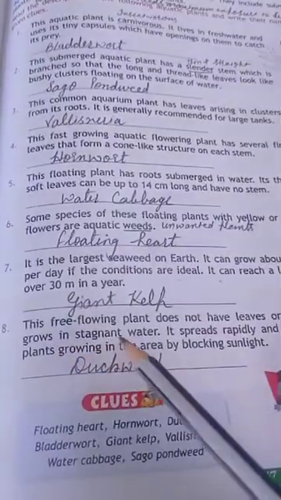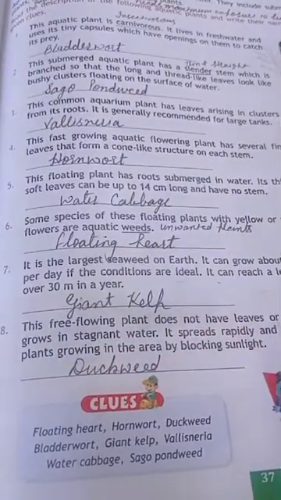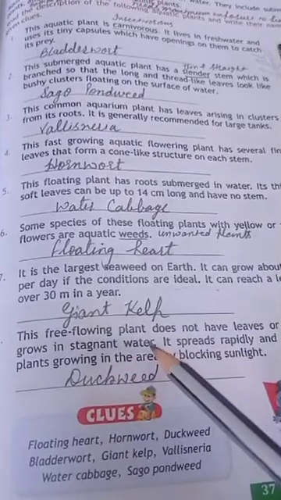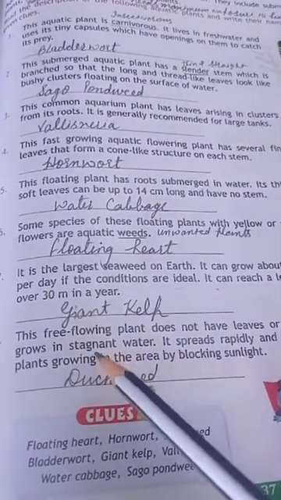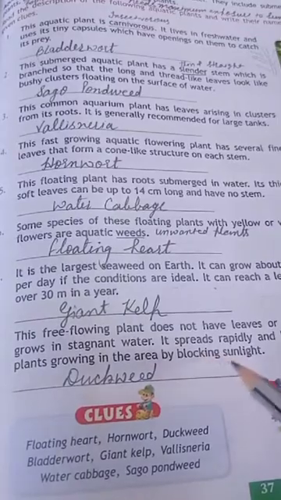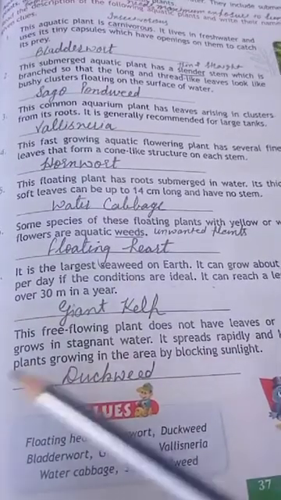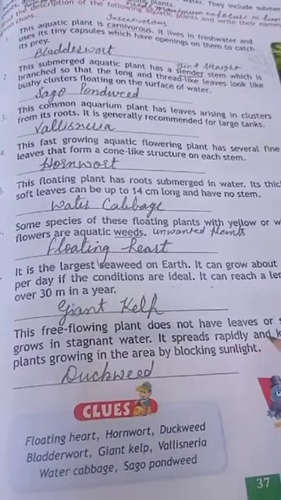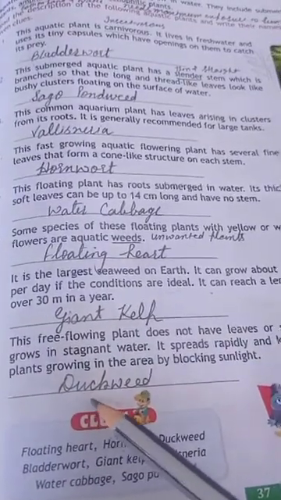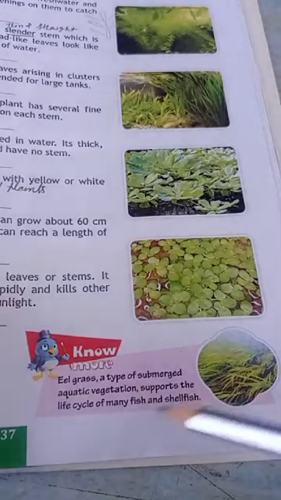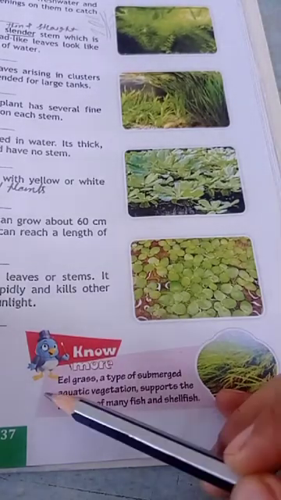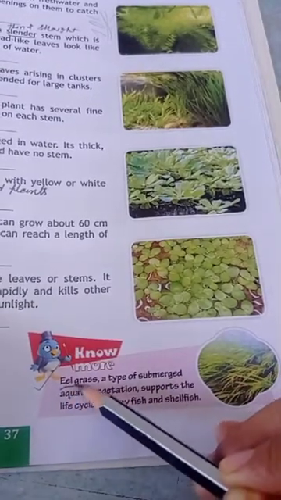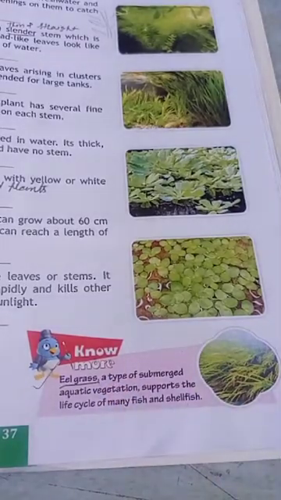Next, this free-floating plant does not have leaf or stem. It grows in stagnant water. You know what stagnant water is. Clear? It spreads rapidly and kills other plants growing in the area by blocking sunlight. They block sunlight and this is called duckweed. Now next is eelgrass, a type of submerged aquatic vegetation, which supports the life of many fishes and shellfish. So please underline this, it is very important about eelgrass.